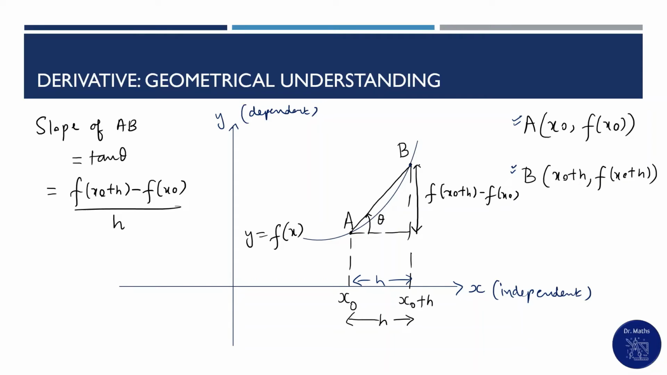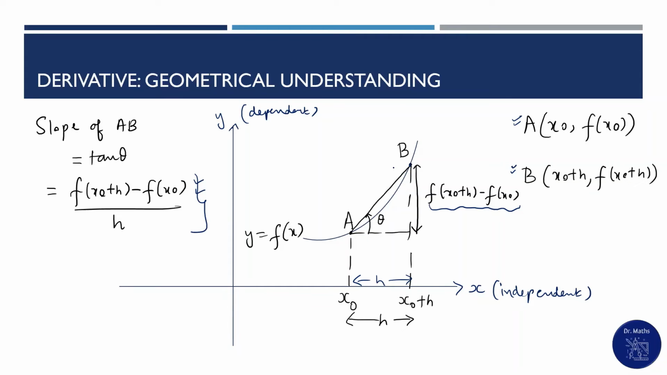So what I'm doing is measuring the change in the dependent variable, the unknown variable. That change is f(x0 + h) minus f(x0). And the change in the independent variable is h, because that is x0 + h minus x0. So if you divide these two quantities, you get a ratio, and that ratio is nothing but the slope of the line AB.